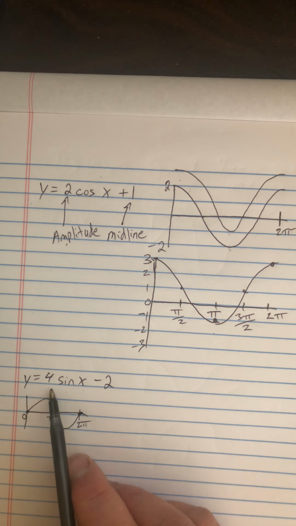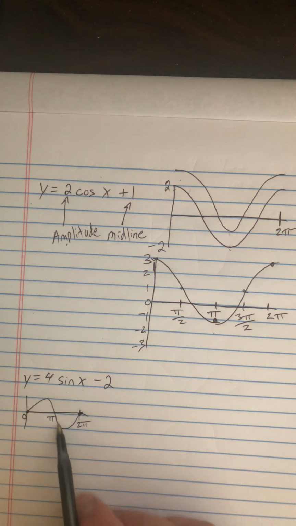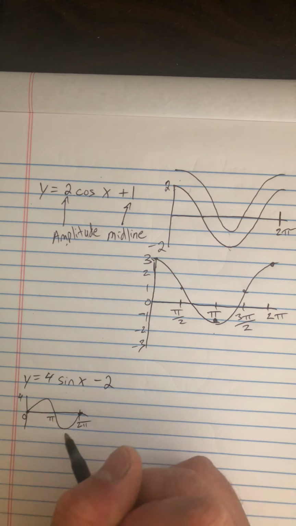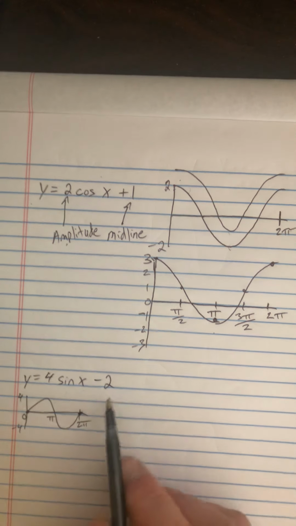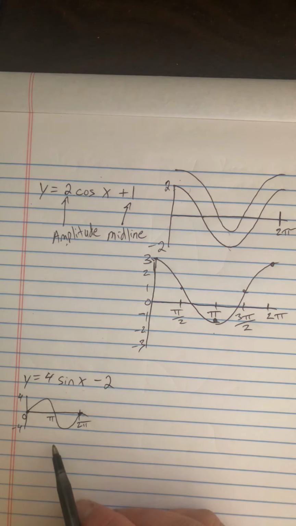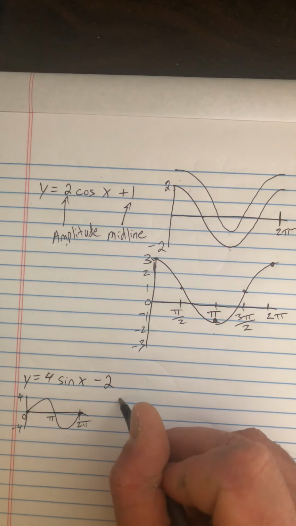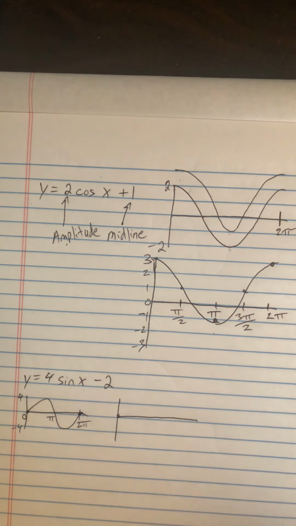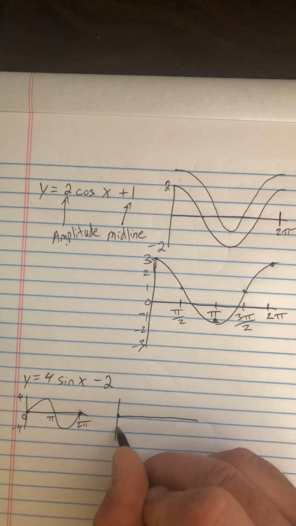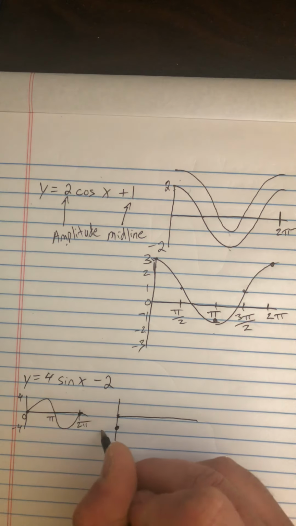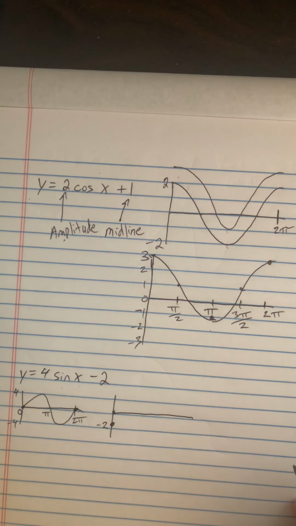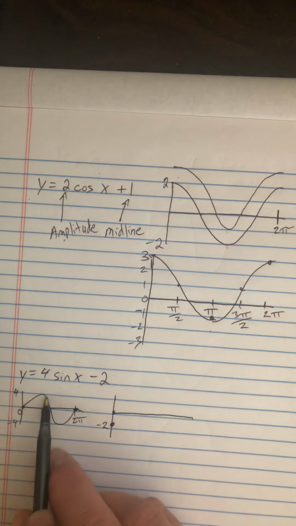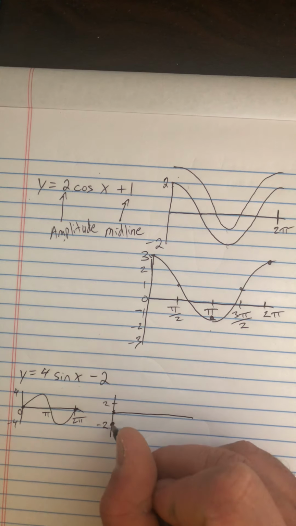What's sine of x? Now the 4 says it's my amplitude. I've got to go 4 up, 4 down, so that was now negative 4 down here. Well, the minus 2 takes this graph and shifts the whole thing down 2. So if I shift that whole thing down 2, I still have to start here, but now it's down 2, so now I'm at negative 2. I did go up to 4 here, but now it's down 2, so now I'm at positive 2.